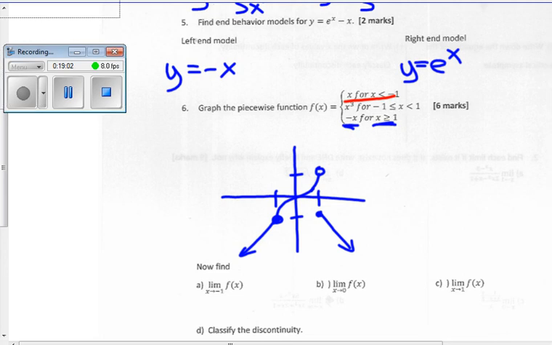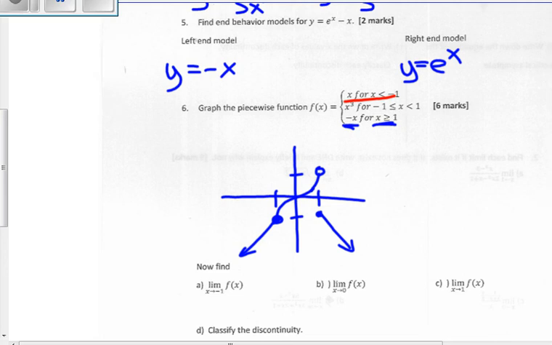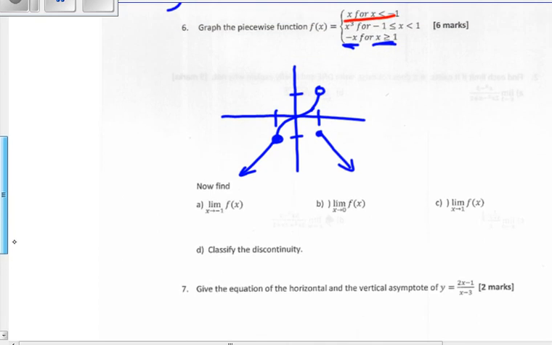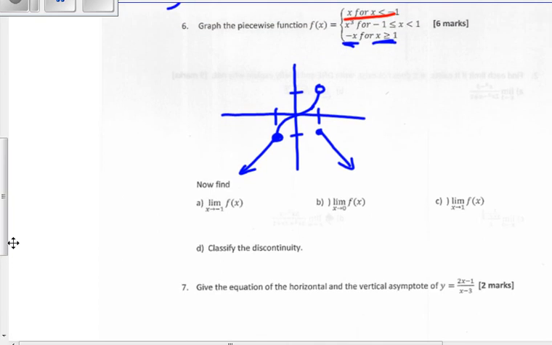Okay, now that we have the graph, let's find those limits. As x goes to negative 1, well, let's just follow it. X goes to negative 1 from the left, and from the right, oh, it looks like it goes to a y value of negative 1. Great. As x goes to 0, we're going to a y value of 0. As x goes to 1, looks like I'm going to 1. Except if I come at it from the right, I'm going to negative 1.